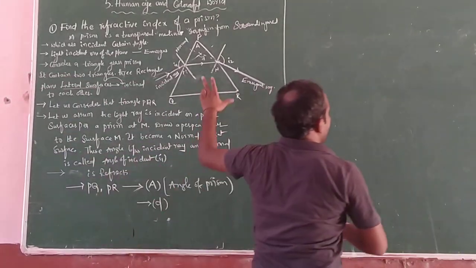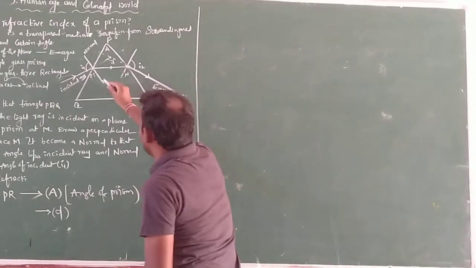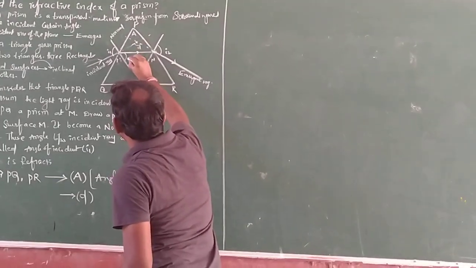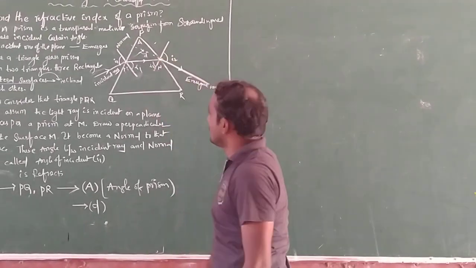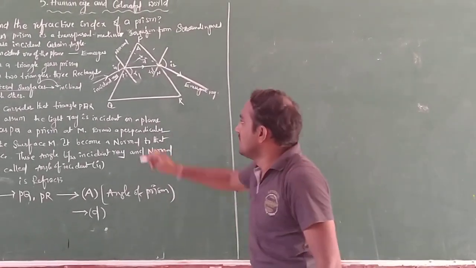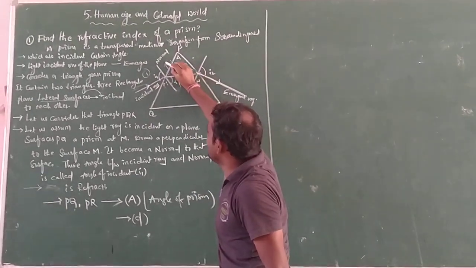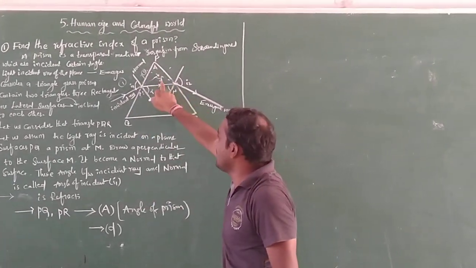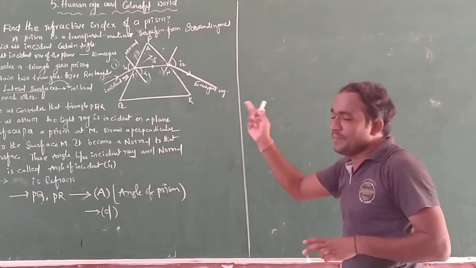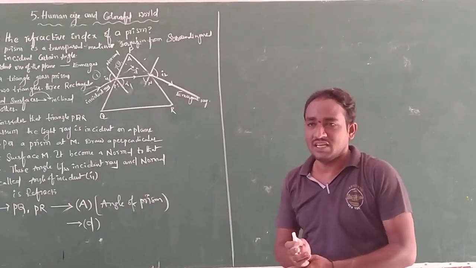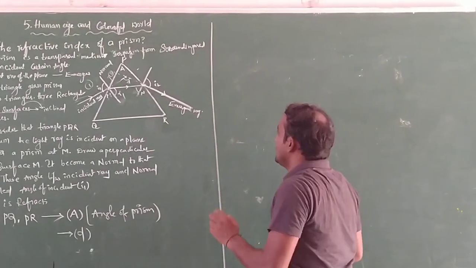Same diagram here. Here this one is represented as R1, and this one as R2. So how many mediums are here? Air is one medium, and the prism is another medium. So we have two mediums here: air and prism, and prism to air.